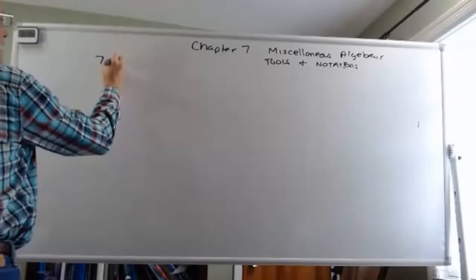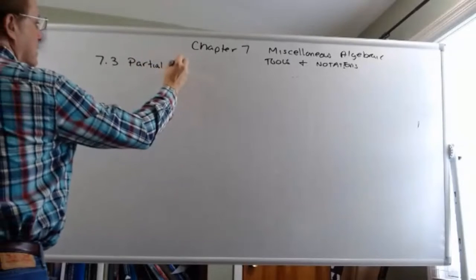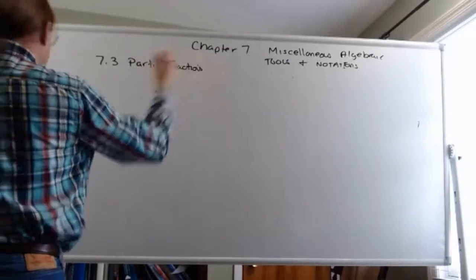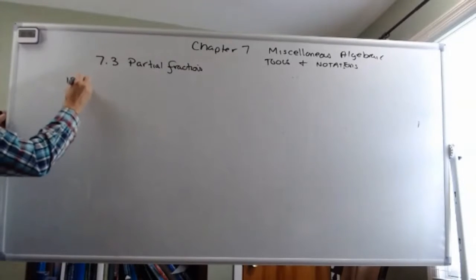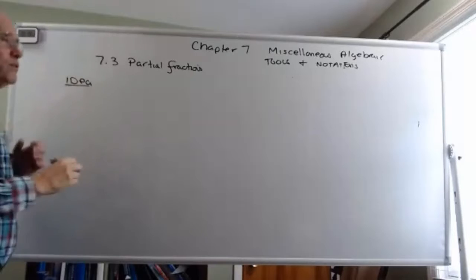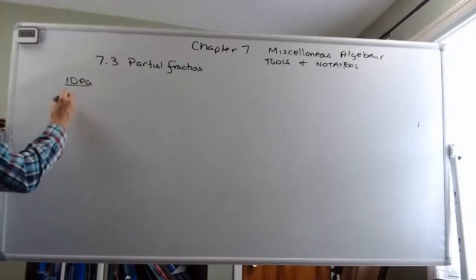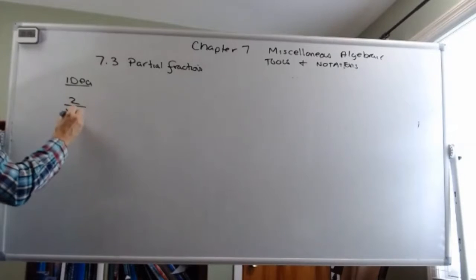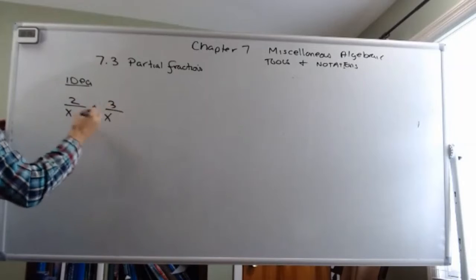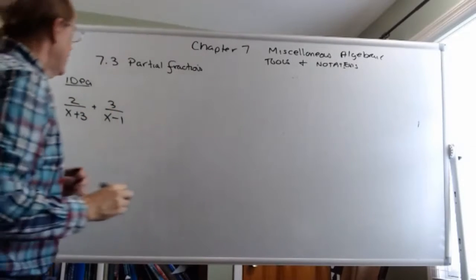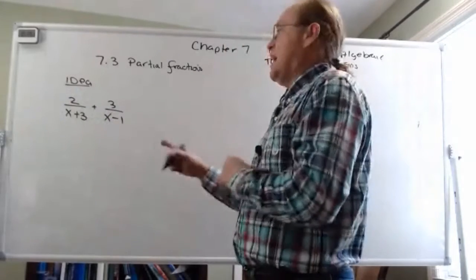7.3, and it's on things called partial fractions. Now, here's the idea. The idea is simple. We all know how to add two fractional terms. For example, I could add 2 over x minus 3 plus 3 over x minus 1. If not, you should know how to add those fractions together.